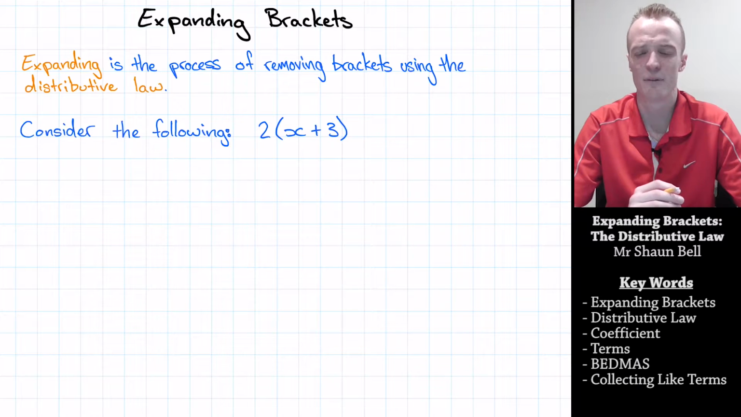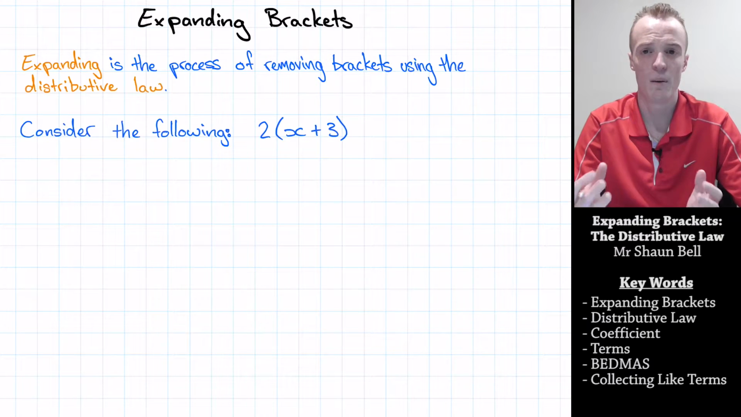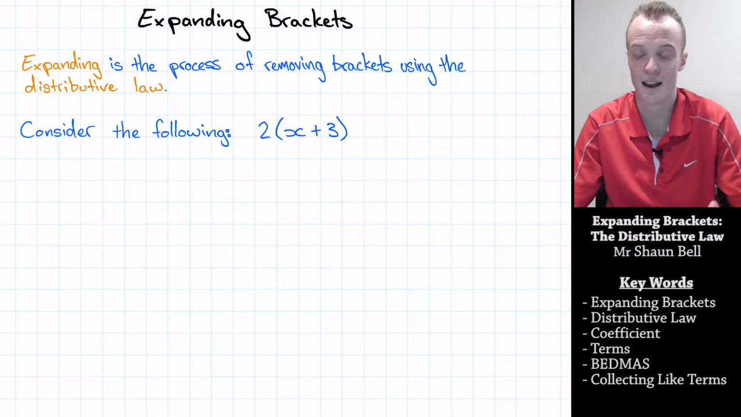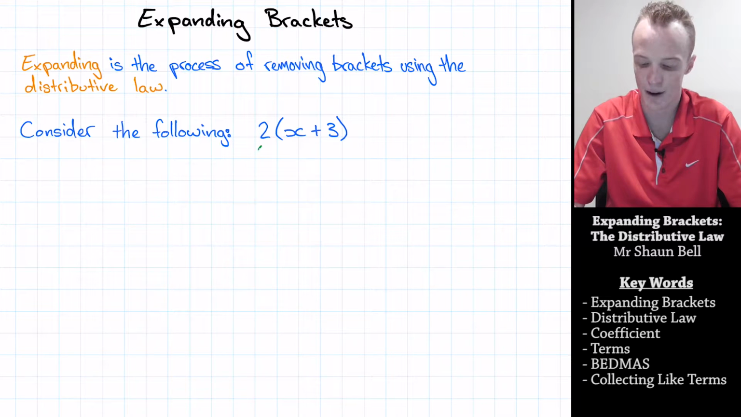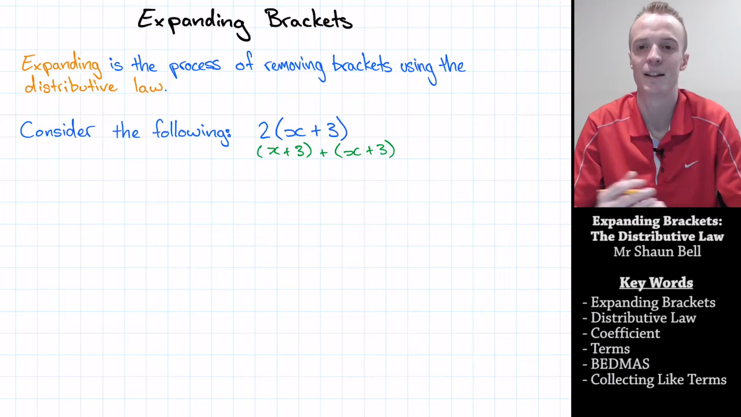Well, I want you to consider for a moment the expression 2 bracket x plus 3 bracket. What does that actually mean? Well, it means 2 lots of everything inside of those brackets. Now, when we go lots of, that means to multiply. And multiplying is repeated addition. So what we're essentially saying is it's everything inside of these brackets, the x plus the 3, and we're going to add it together with another lot of everything inside of the brackets. That's what repeated addition is.